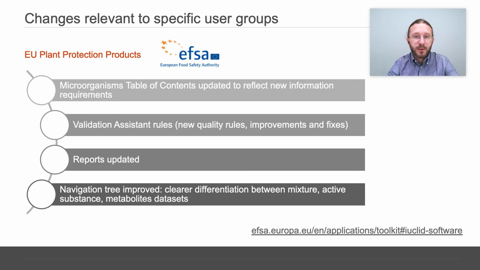And as for the Poison Centers notifications and the biosimilar product regulation users, here the navigation tree improvement is also beneficial because it helps differentiating better between mixture information, active substance information, or information stored in metabolites datasets. You will see here the link to the EFSA webpage that contains more information about the use of Euclid for plant protection products in Europe.